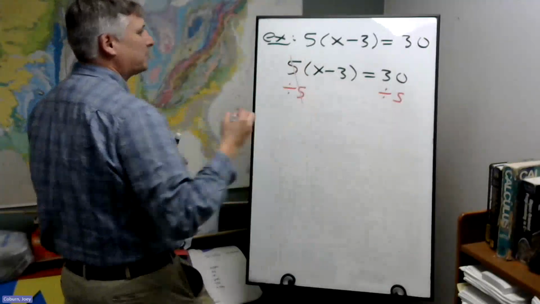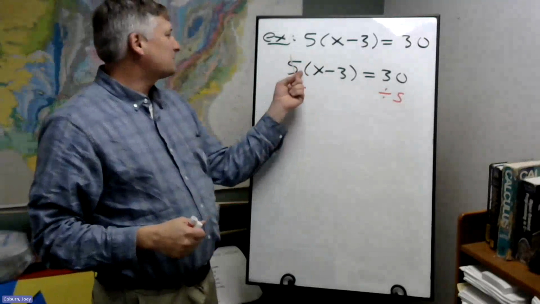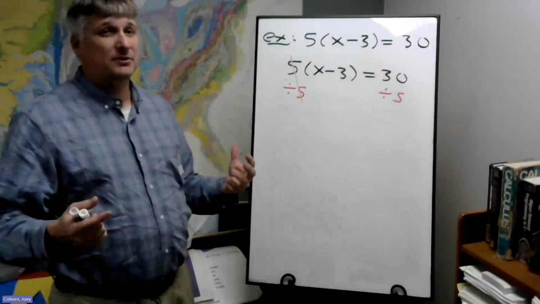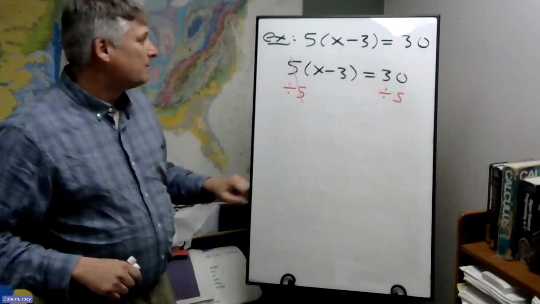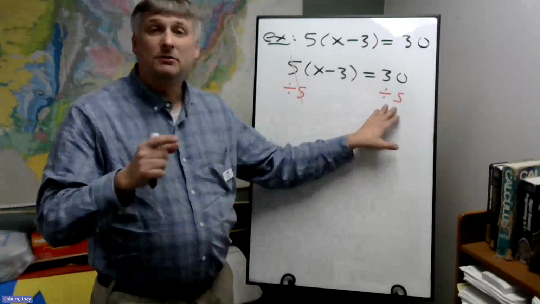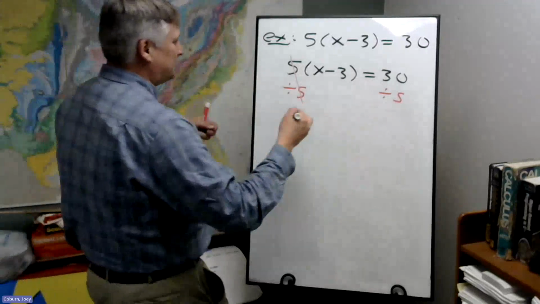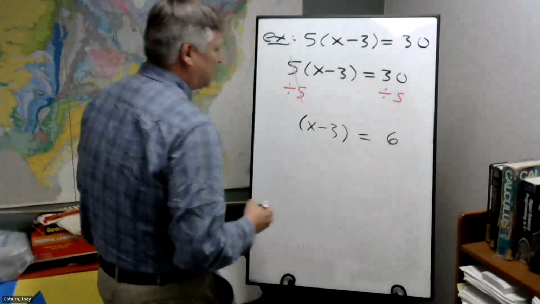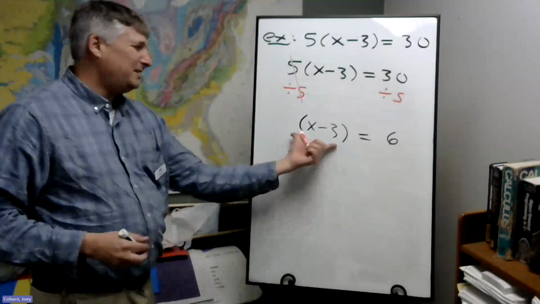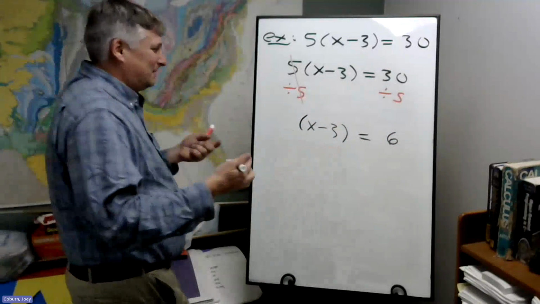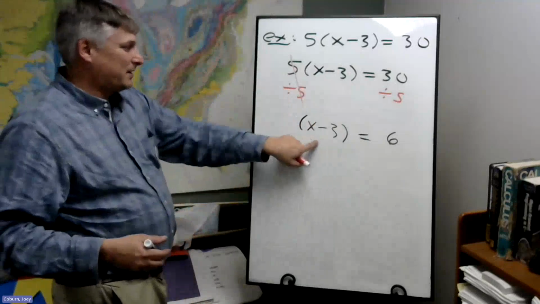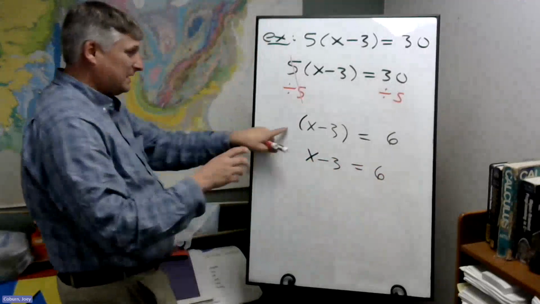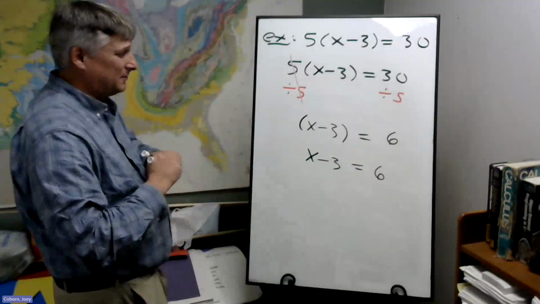So this would cancel. And remember, a number that's sitting outside the parentheses like this means an invisible multiplication. So the opposite of multiplying by 5 is dividing. But what we did to one side, we're going to do to the other. Now, this x minus 3, since we've gotten rid of the times 5, we don't really need the parentheses anymore, because there's really nothing to do except whatever this is. So we can actually drop the parentheses.